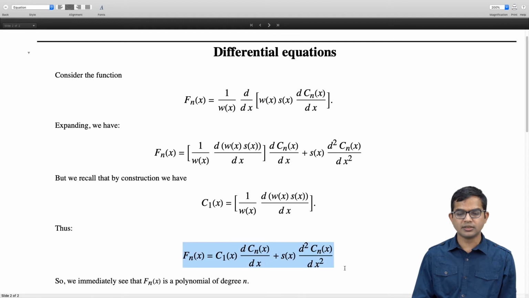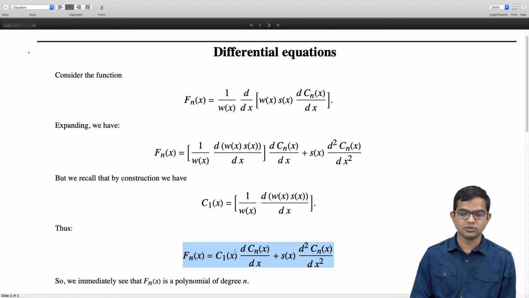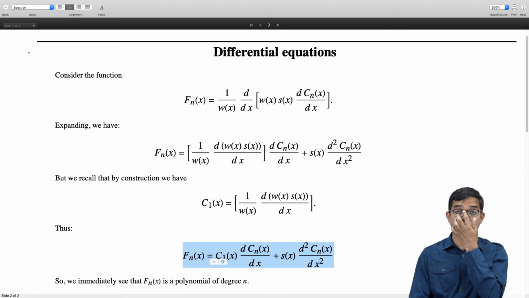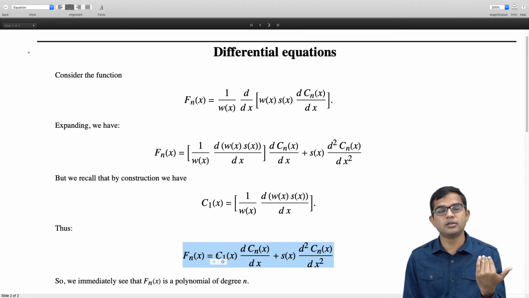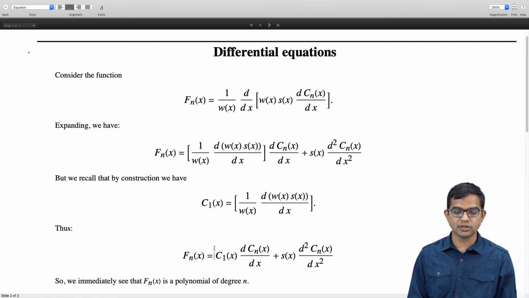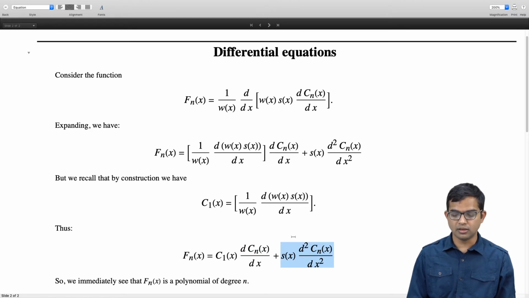Now from this relation we can actually immediately say that this fn of x must be a polynomial of degree n. Why is that? You see cn of x is a polynomial of degree n. So if you take a derivative with respect to x, it's a polynomial of degree n minus 1, and then you are multiplying by c1 of x, which is a polynomial of degree 1. So necessarily the product of a degree 1 polynomial with a degree n minus 1 polynomial will give you a degree n polynomial. Now this is kind of inconsequential, but let's look at it.